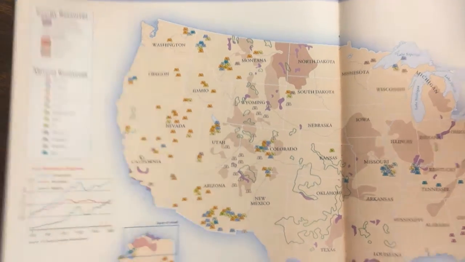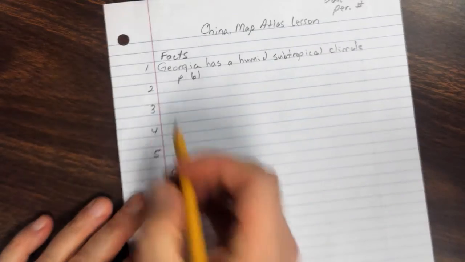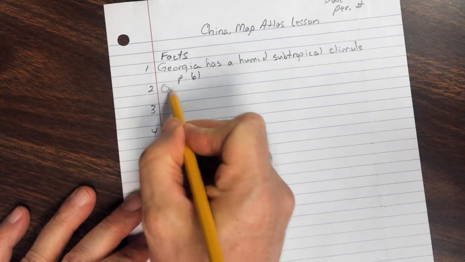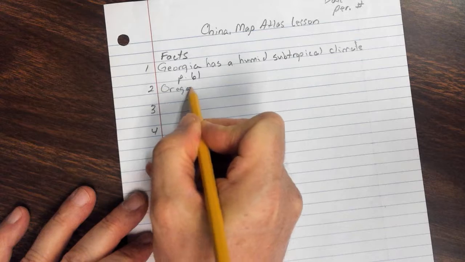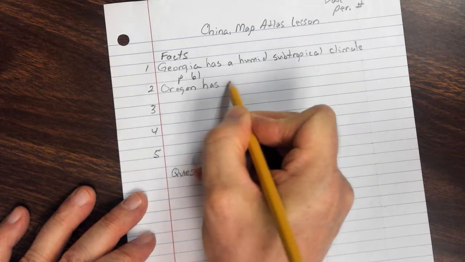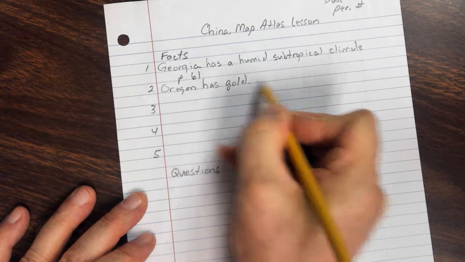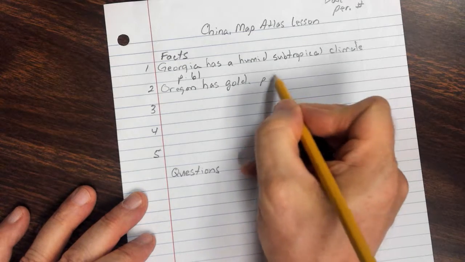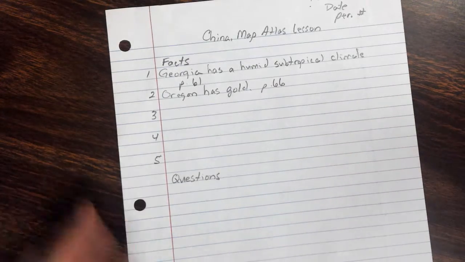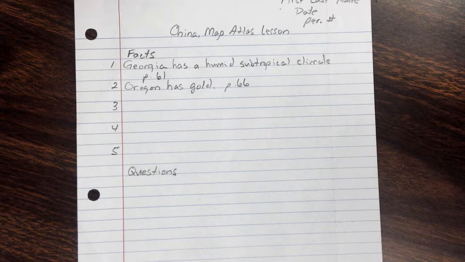Okay, so now we go back to our facts. Fact number 2. Oregon has gold. Page 66. Now take about 5 minutes and find 3 more facts from any map in the book.